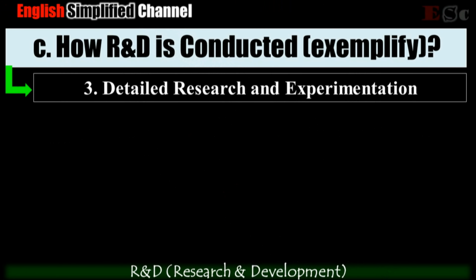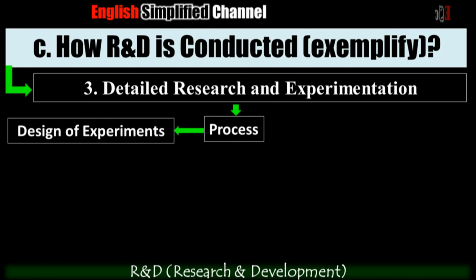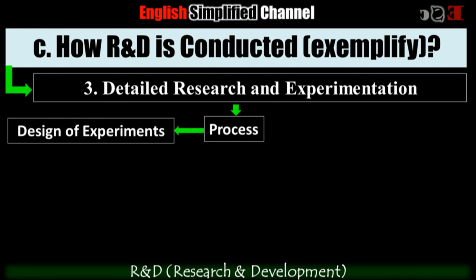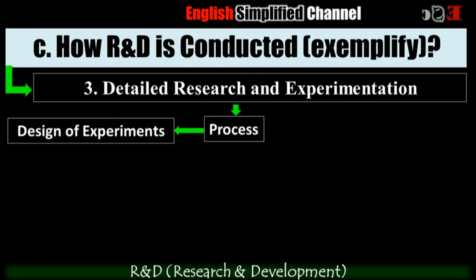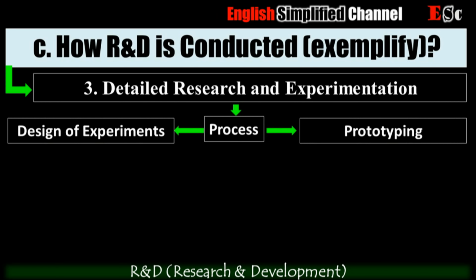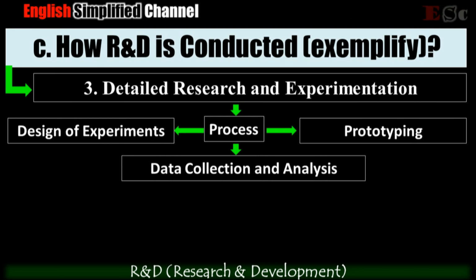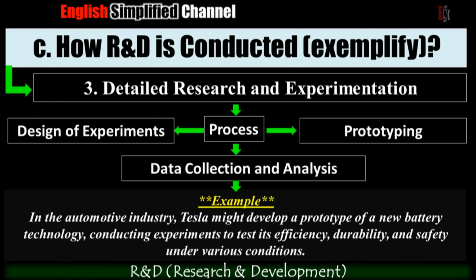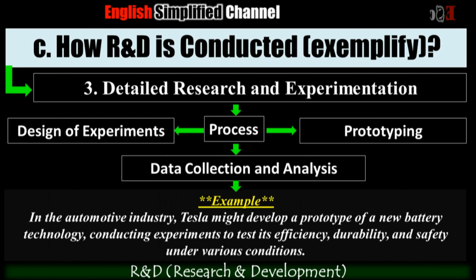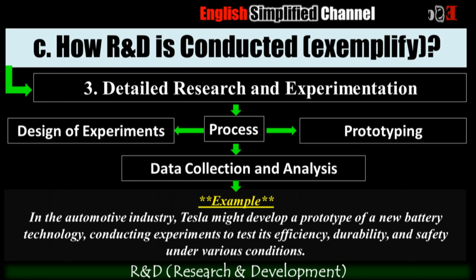3. Detailed research and experimentation. Process: design of experiments. Creating detailed plans for experiments to test hypotheses or develop prototypes. Prototyping: building initial versions of the product to test its functionality and performance. Data collection and analysis: conducting experiments and analyzing the results to refine hypotheses or improve prototypes. Example: in the automotive industry, Tesla might develop a prototype of a new battery technology, conducting experiments to test its efficiency, durability, and safety under various conditions.